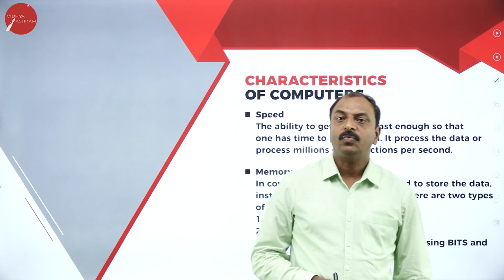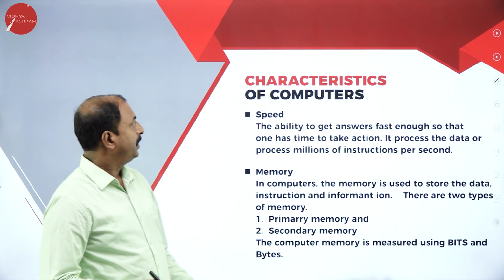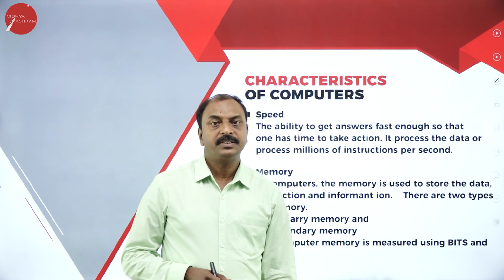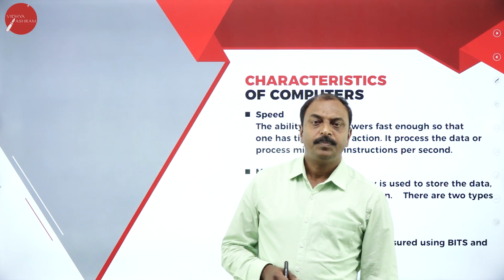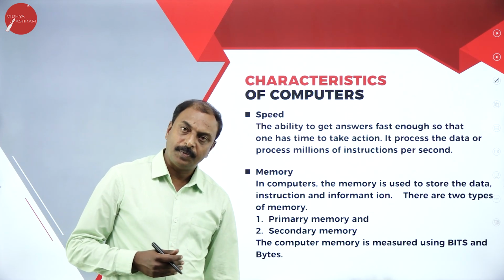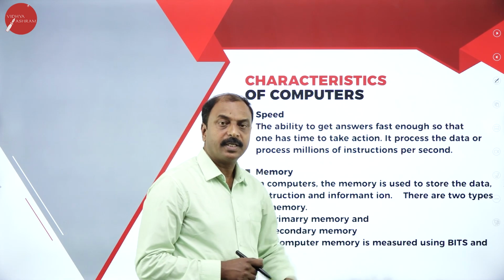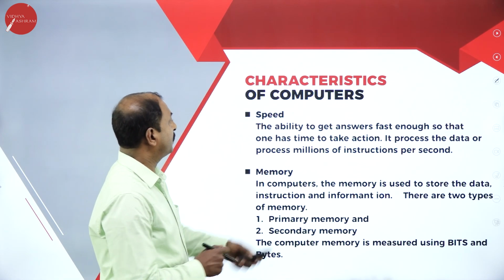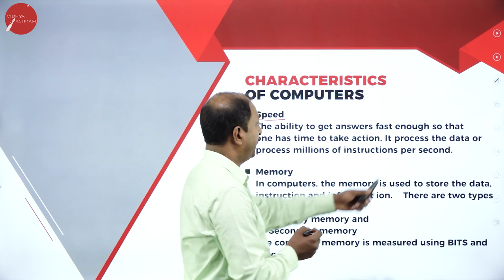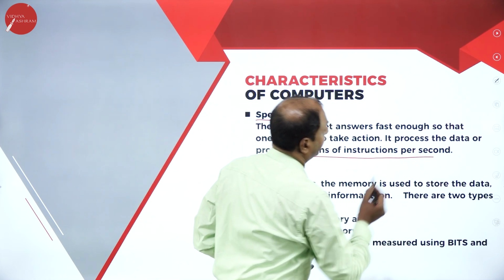Now, let us see what are all the characteristics of computer system. Here, the first characteristic is speed. What is the meaning of the word speed? Here, computer does the work very fast. As compared to human beings, computer does all different types of work very fast. That is the meaning of the word speed. It processes millions of instructions per second.